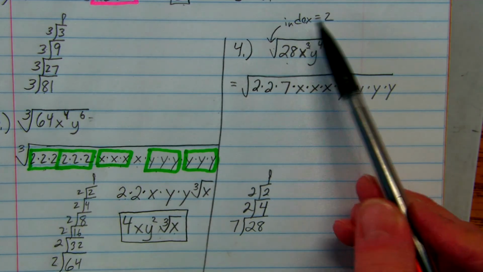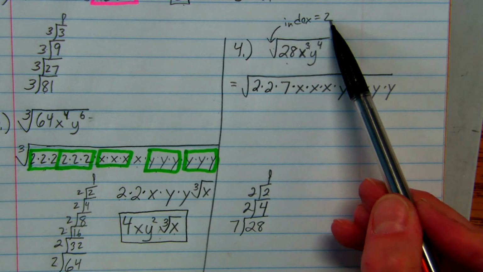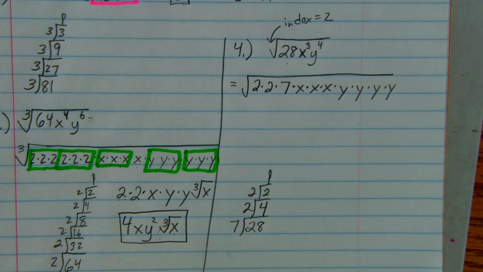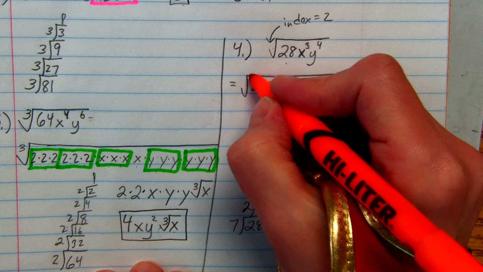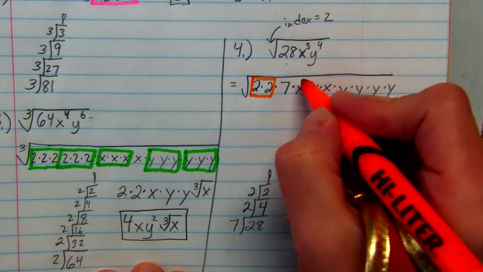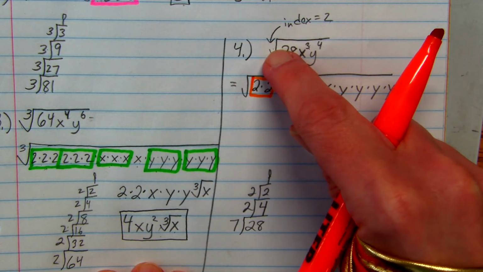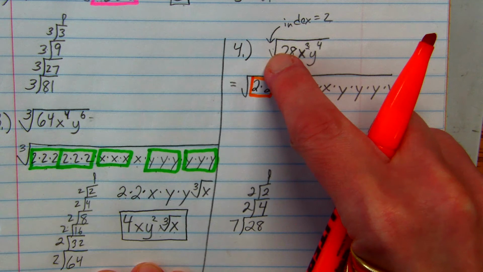So if this is a square root, that means this is an index of 2. And we're going back to what we did yesterday. You're looking for pairs, only 2 at a time. Why is it only 2 at a time? Because it's a square root, which means that the index is 2.